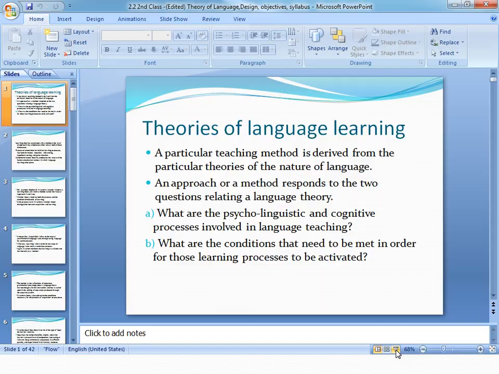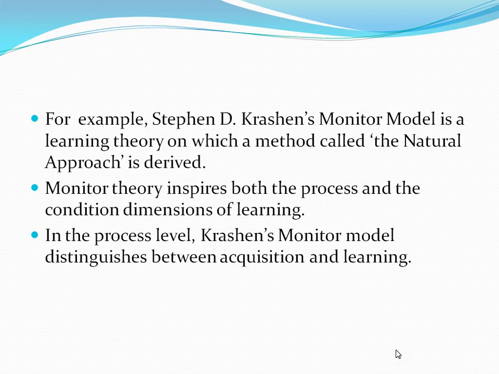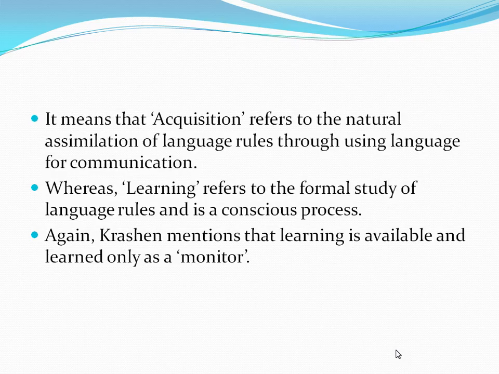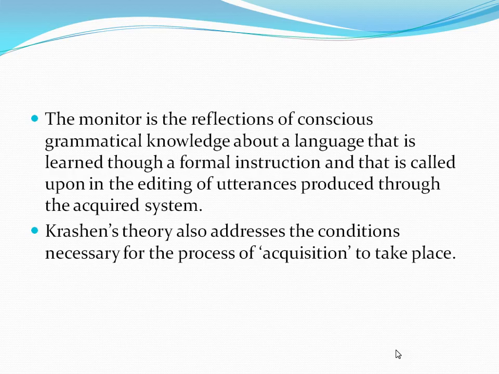So the distinguish between acquisition and learning. So it means acquisition refers to the natural assimilation of language rules, natural assimilation, okay, and learning refers to the formal study. Okay, so this is monitor model, and Krashen's theory also addresses the condition necessary for the process of acquisition to take place. I can say the condition. He has also said that affective filter hypothesis. Affective filter hypothesis. That means if any learner becomes afraid about anything, about examination, about parents scold or rebuke, okay?